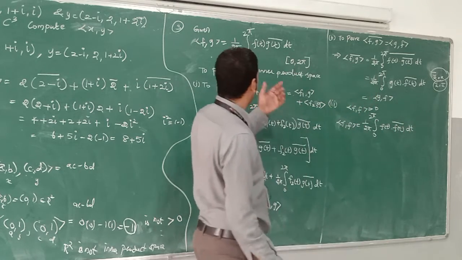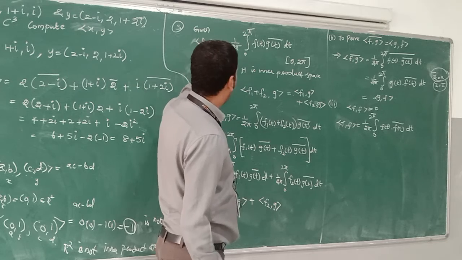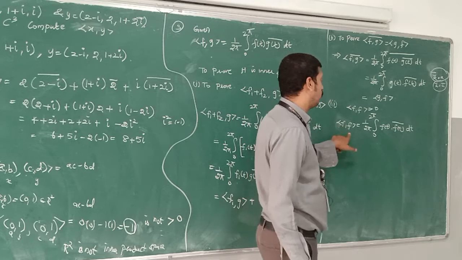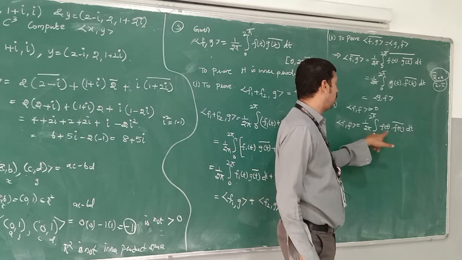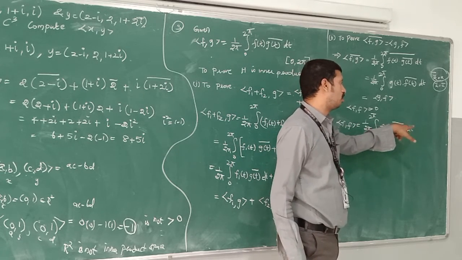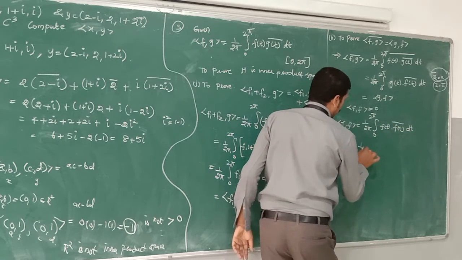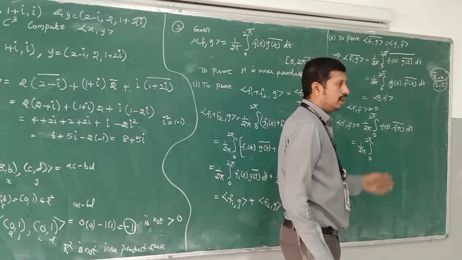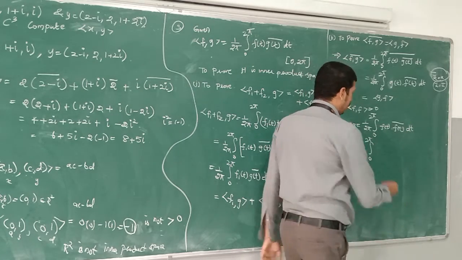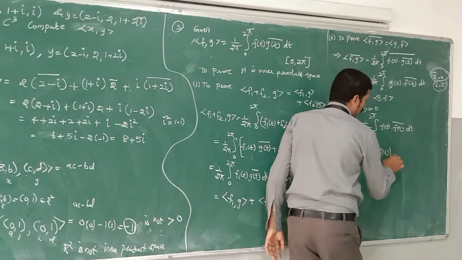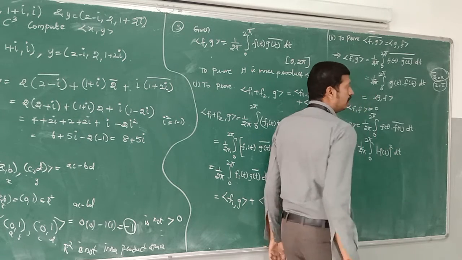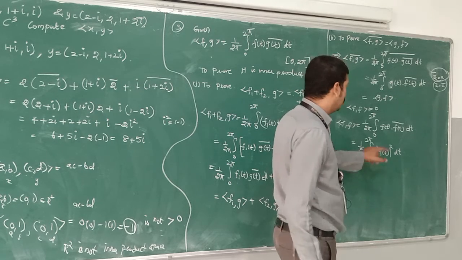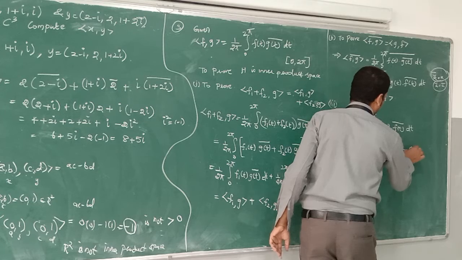So here it is (f, g), so we are getting f(t) into g(t) the whole bar into dt. Here it is (f, f), which is equal to 1 by 2 pi integral 0 to 2 pi f(t) into f(t) the whole bar. Okay, so therefore f(t) into f(t) the whole bar can be written as modulus f(t) the whole square into dt. So this is always greater than or equal to 0.